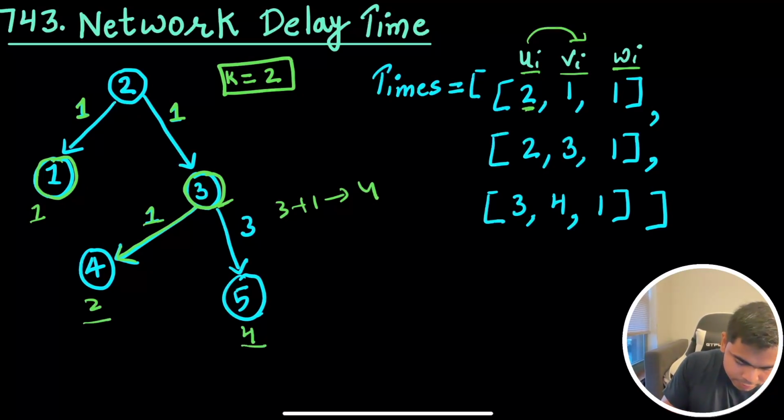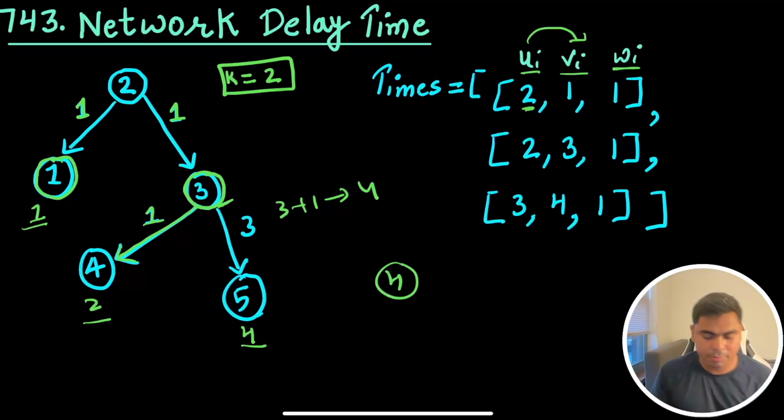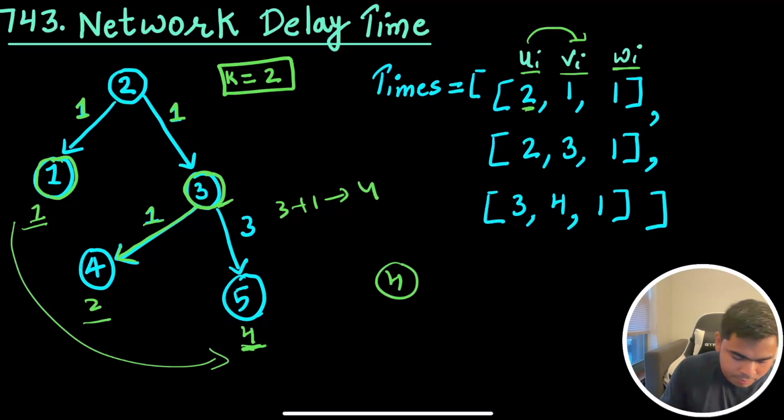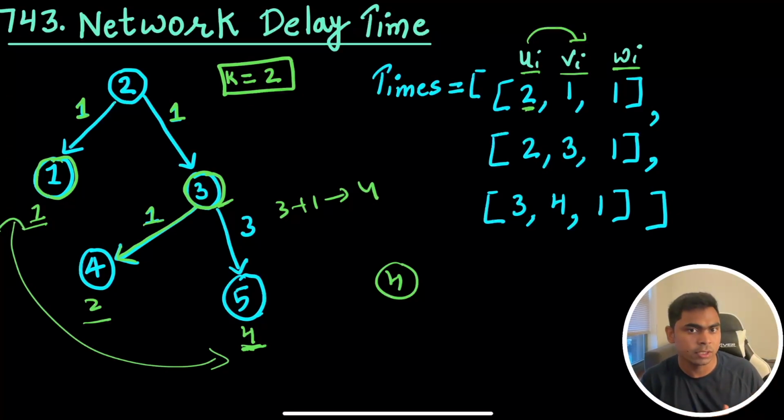So what is our answer? Our answer is going to be 4, because that's the minimum time it will take to receive the signal from 2. Okay, so this is the maximum of all these minimum distances that we found from the source node. So basically you can see directly this will utilize the Dijkstra algorithm.